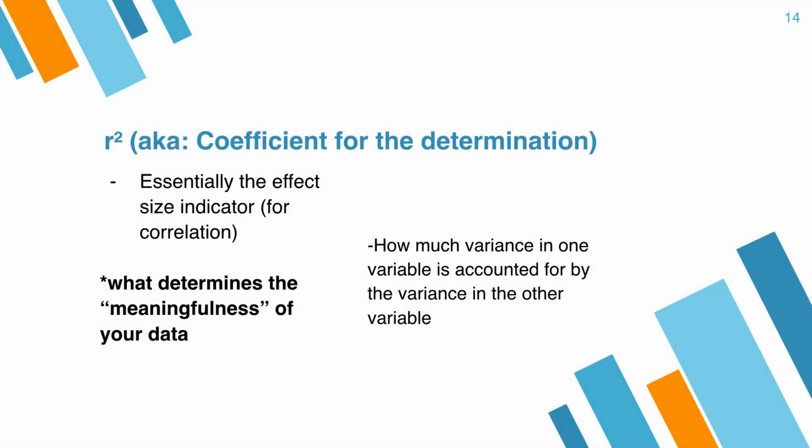So r squared, which can also be called the coefficient of determination, is essentially the effect size indicator. So when studying this number, you would use it as your effect size. This basically determines the meaningfulness of your data, and it also tells you how much variance in one variable is accounted for by the variance in the other variable.